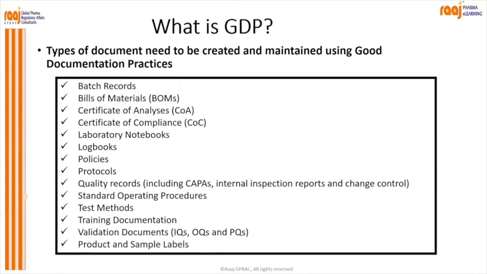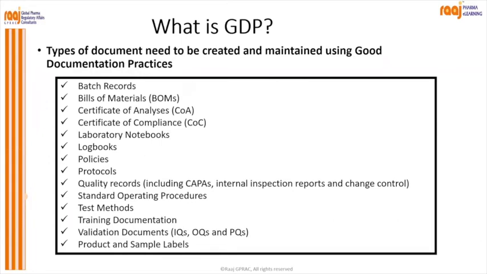First, you understand what GDP is and what the different types of documents are which need to be created and maintained using good documentation practices. So there are batch records, bill of materials, certificate of analysis, certificate of compliance, laboratory notebooks, logbooks, policies, protocols, quality records including your CAPA, internal inspection, change control, SOP, test method, training documentation, validation documentation like IQ, PQ, then product and sample labels. So everything becomes a document.